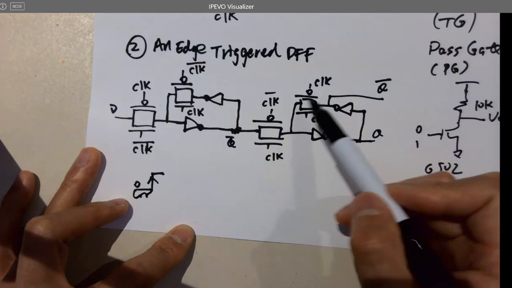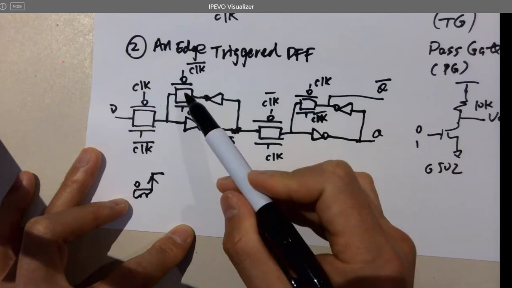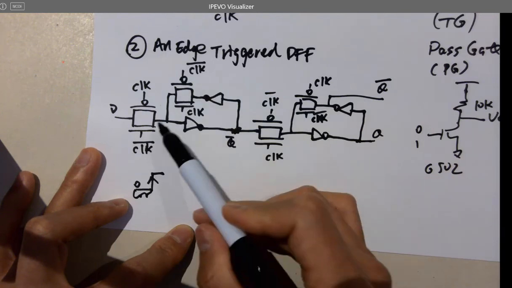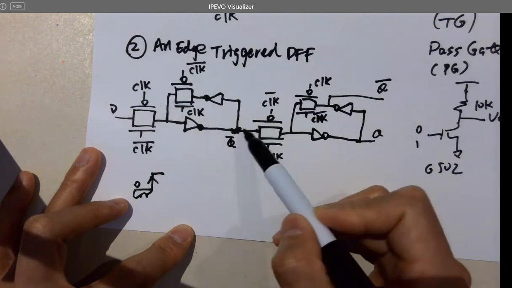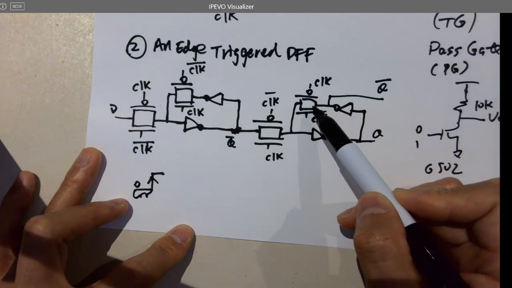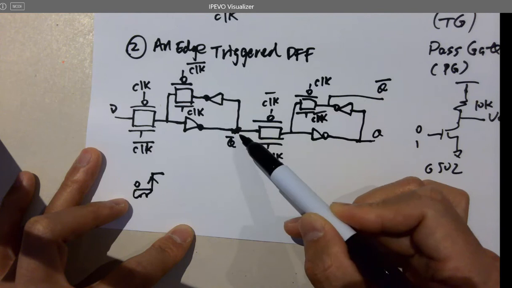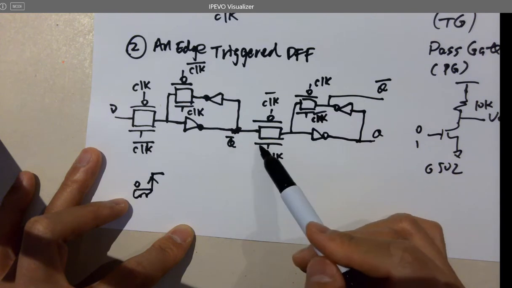What about these two? When it's logic 0, this is off, right? So data is still passed to here, but not here. So it's not going back, which is fine. I mean, just get the data here. What about this one? This is on, but does that matter for this data here? Why? Yeah, this is off.